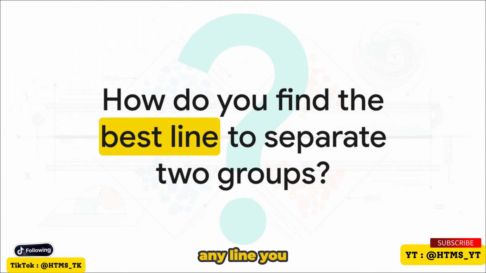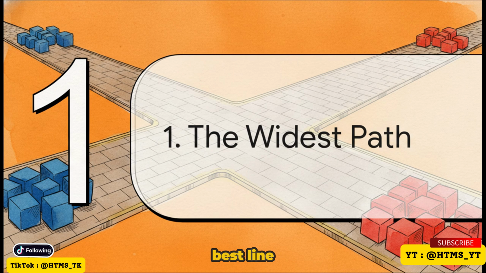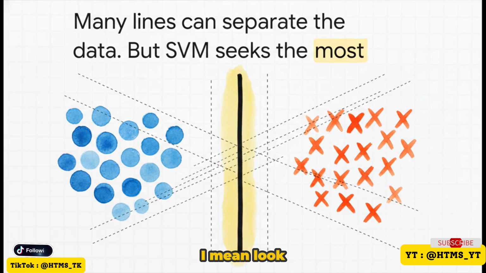But not just any line. You want to find the absolute best, most confident line you possibly can. So how do we find that best line? Well, the first big idea is to stop thinking about a thin little line. Instead, let's imagine we're creating the widest possible road between the two groups. I mean, look, you could draw a line right here, or maybe squeeze one in over here. They all technically get the job done. They separate the circles from the crosses.